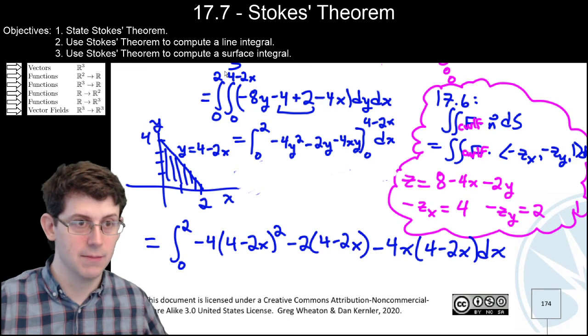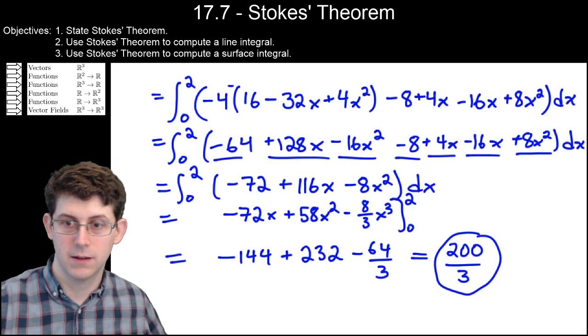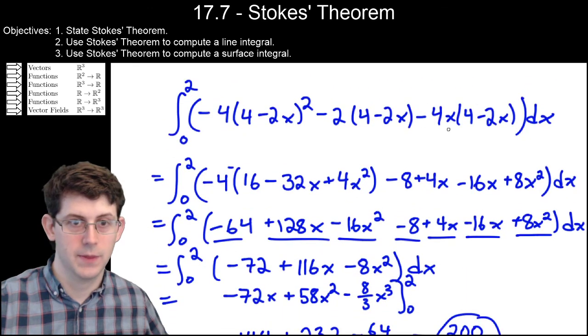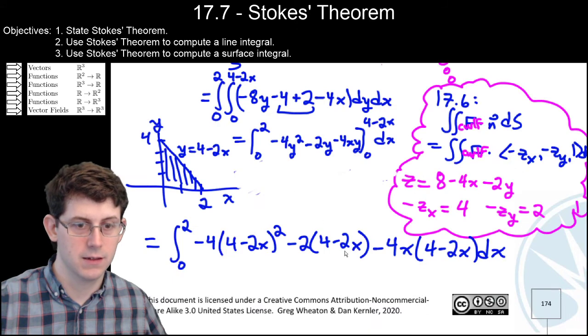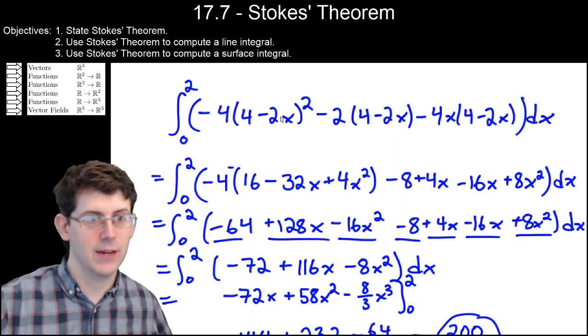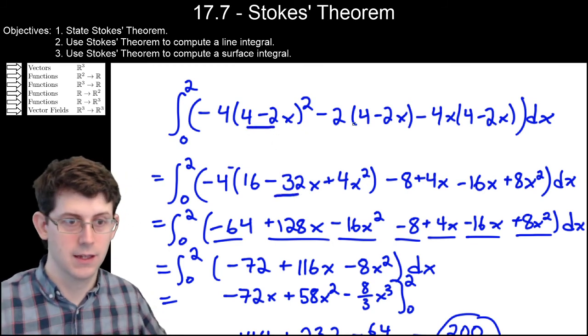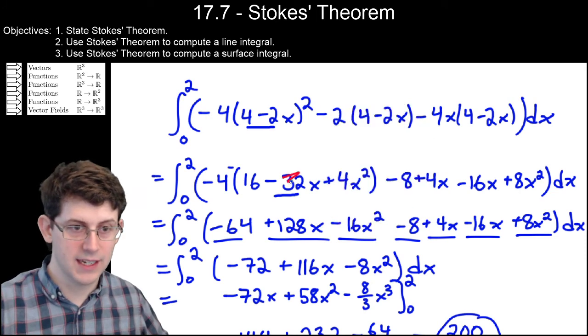Let's see. Minus 4, 4 minus 2x squared. Minus 2, 4 minus 2x. And minus 4x, 4 minus 2x. It looks like I copied it down right. Okay, maybe I squared something wrong. 16, 2 times 8 is not 32. Okay, let's see if that's enough to fix it.